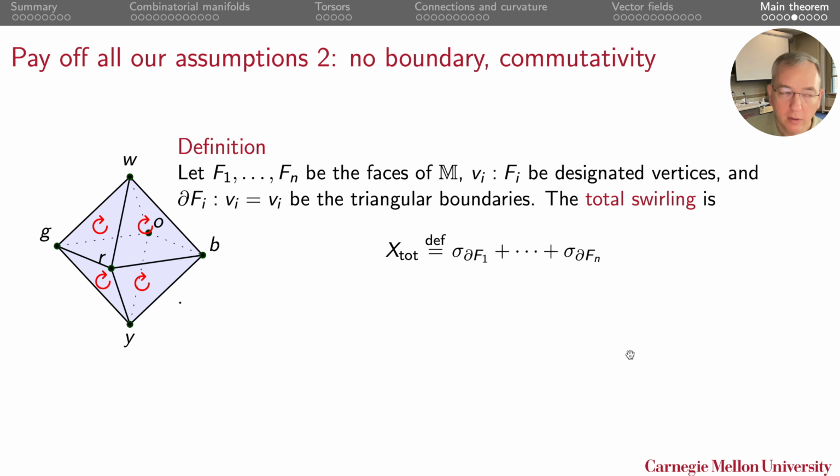So now there's more assumptions that we can pay off. That was the main gist of what's going on. That was peak complexity for this talk. Now we want to cash in that our manifold has no boundary and that S1 is commutative.